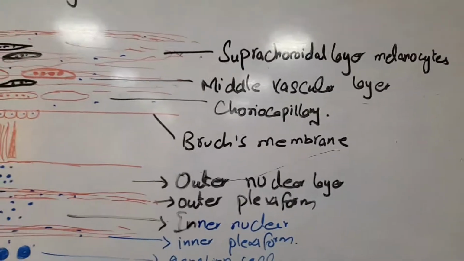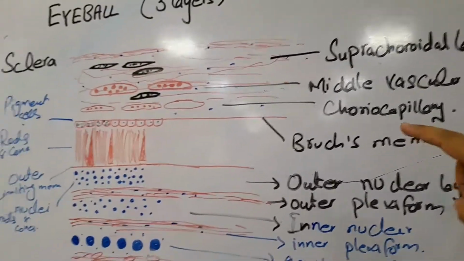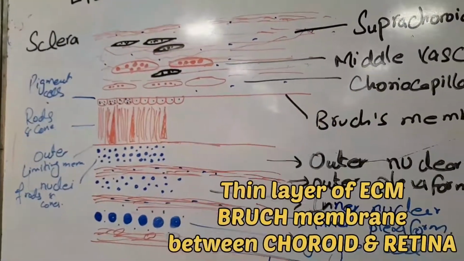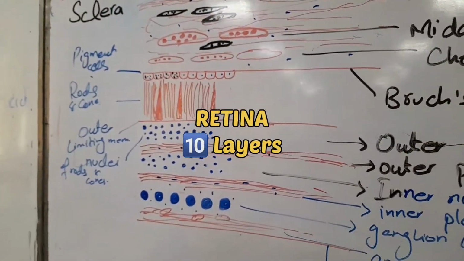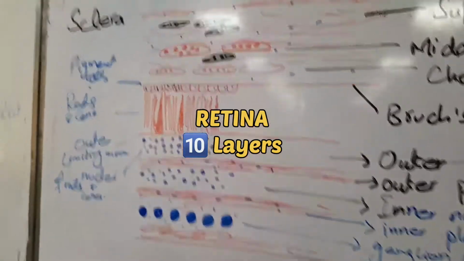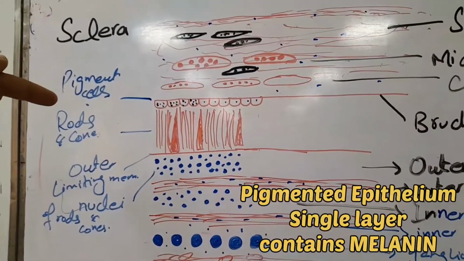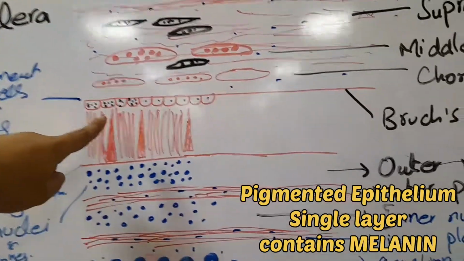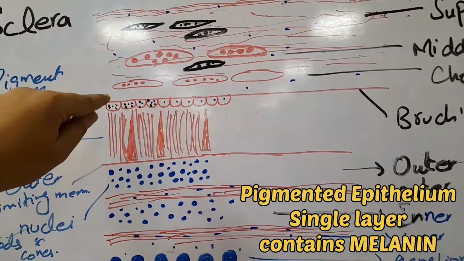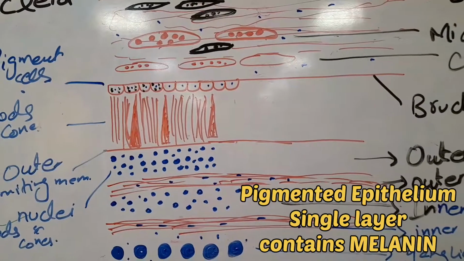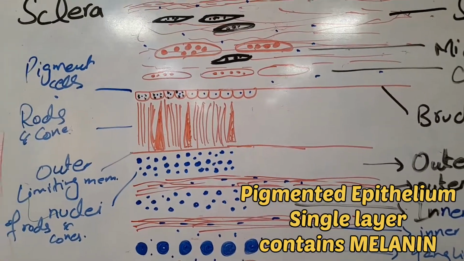Suprachoroidal layer, that is containing the melanocytes. Then the middle vascular layer, and below which the choriocapillary layer. Then there is the Bruch membrane. After this the retina starts, and the retina further consists of the 10 layers. Now starting from here, the pigment cell layer. This is the pigment cell layer on the Bruch membrane, and it contains the blue nuclei, and the black dots indicate the pigment, melanin. It also contains the melanin.